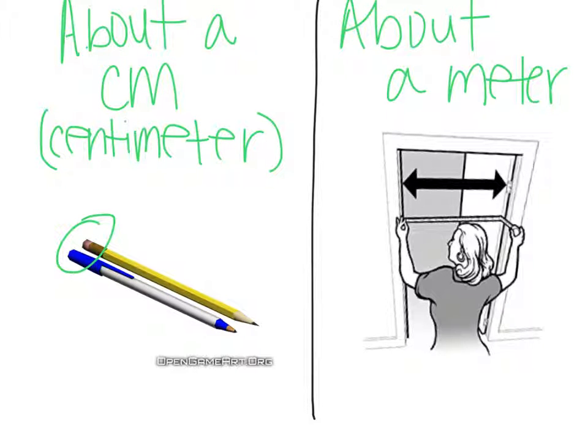And for about a meter we have the width of a door. So if you're standing inside the doorway and you spread your arms out from one end of the doorway to the other end of the doorway, the length in between the doorway is about 1 meter. You'll want to add the doorway to your guided practice worksheet.